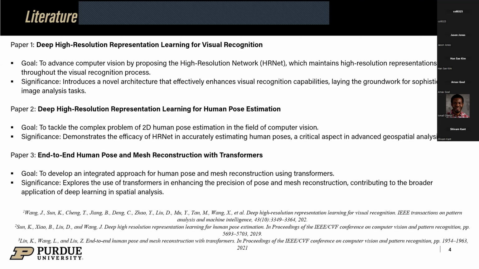of image analysis significantly. The second paper, Deep High-Resolution Representation Learning for Human Pose Estimation, focuses on complex challenges of 2D human pose estimation. Here, the efficacy of HRNet is demonstrated in the precise estimation of human poses, which is a crucial aspect of advanced geospatial analysis. And lastly, Hand-to-Hand Human Pose and Mesh Reconstruction with Transformers takes a different approach. This paper aims to develop methods for human pose and mesh recognition using transformers, offering insight into how these technologies can enhance the precision of spatial analysis.